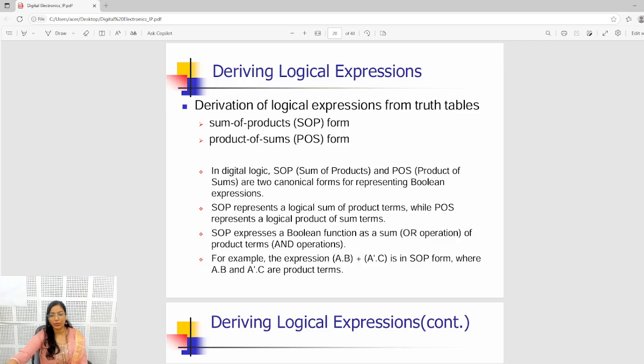SOP expresses a Boolean function as a sum, which is OR operation, of product terms, AND operation. For example, here we see that A dot B plus A dash dot C is in SOP form, sum of products. These two get multiplied with each other, and all together their sum is taken, which is OR operation, right?